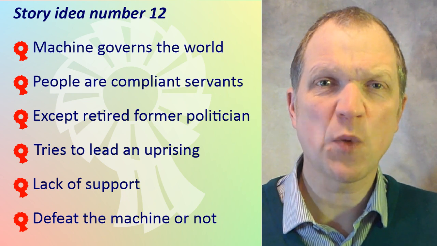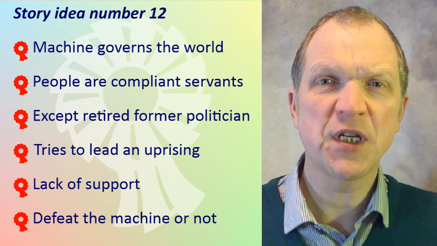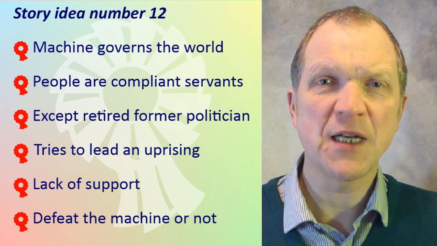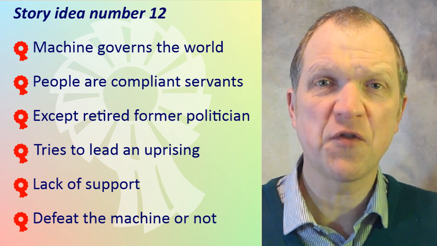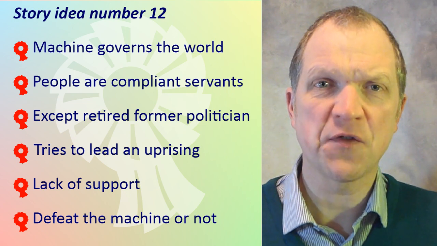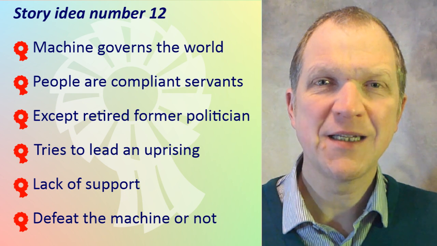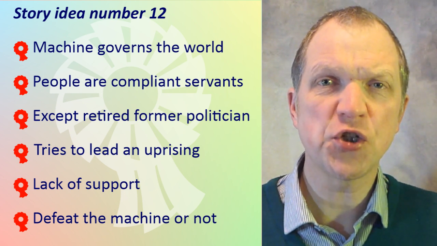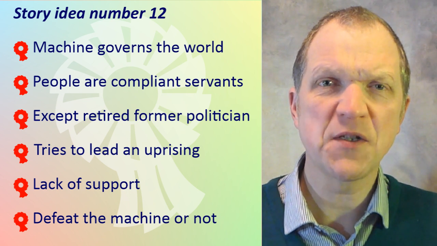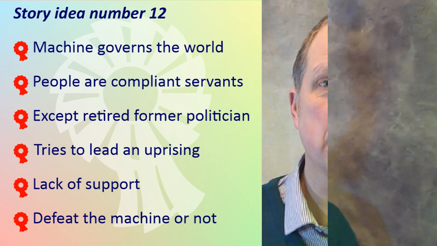Story idea number 12. In the distant future, a machine governs the world using algorithms to resolve disputes and to allocate resources. Through education policies and the control of information, the machine turns people into mindless and compliant servants. Only one person, a former politician long since retired, sees what's happening and tries to lead an uprising to reintroduce human voting. However, no one else supports them, at least at first. Can our hero defeat the machine?